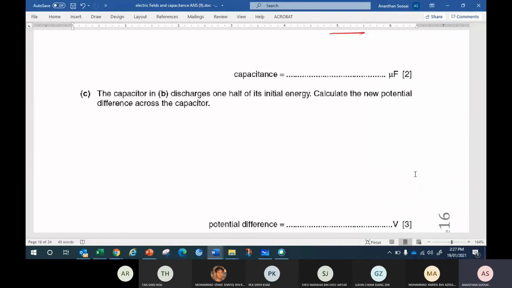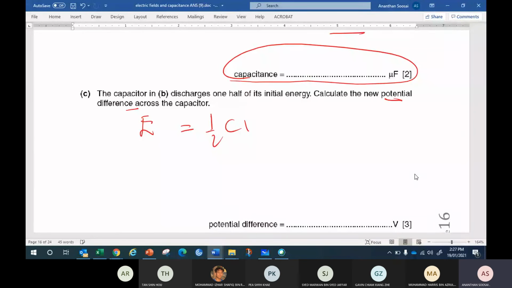Anybody? What formula to be used? Half of the energy. What is the potential difference across the capacitor? So you must use the energy equals to what formula? Half QV, half CV squared, half Q squared over C. You want to find final voltage. So, anyone? You know capacitance already? You want final voltage. So what formula? Half CV squared initial minus half CV squared final.